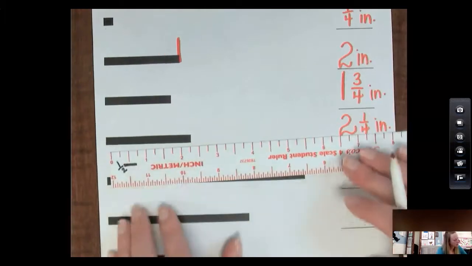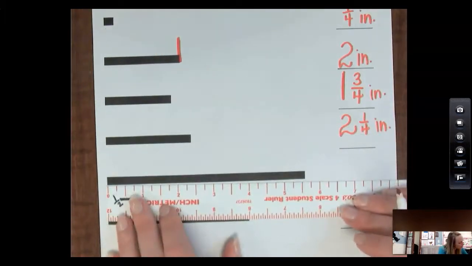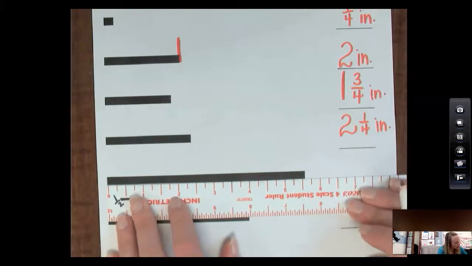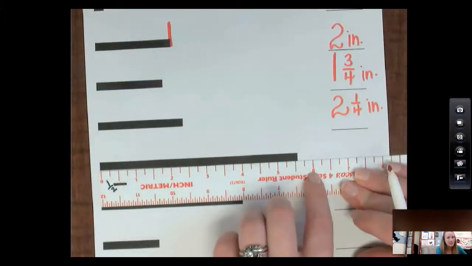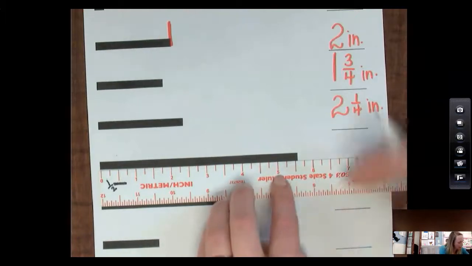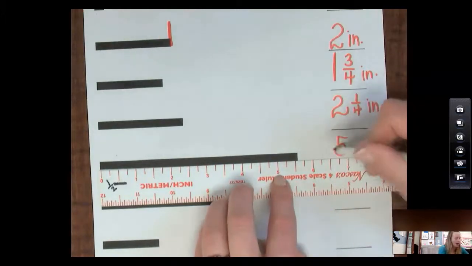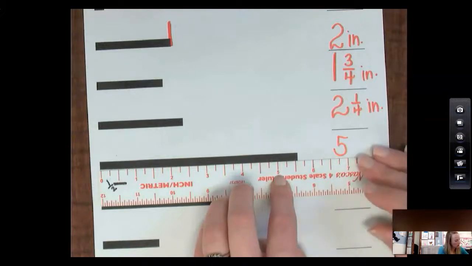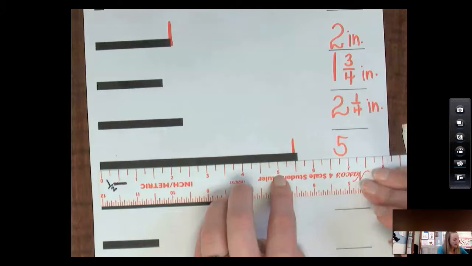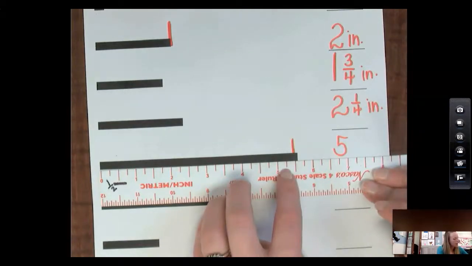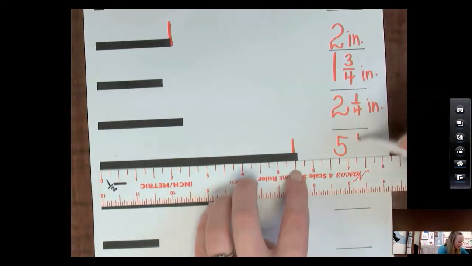All right, let's measure our next one. Put your ruler right at the edge there. All right, what big numbers? It's between the 5 and the 6. So we go to the 5. Let's write that in. We go to the 5. Now let's sing our song, and it's closest to this one here. Okay? Let's sing our song. Ready? 1/4, 1/2. It's at a 1/2. So it's 5 1/2 inch.